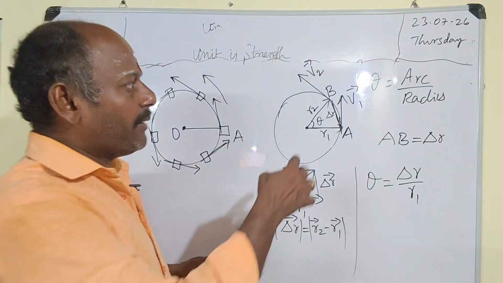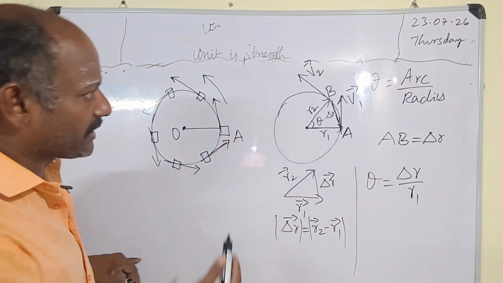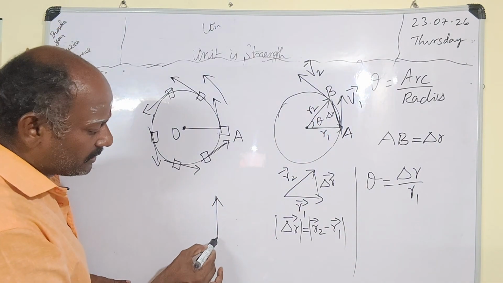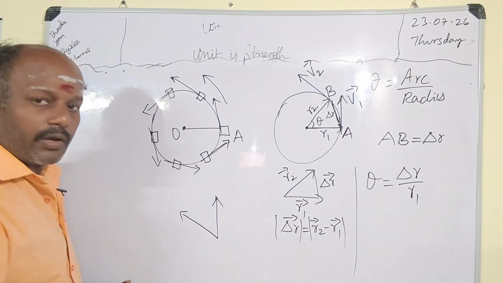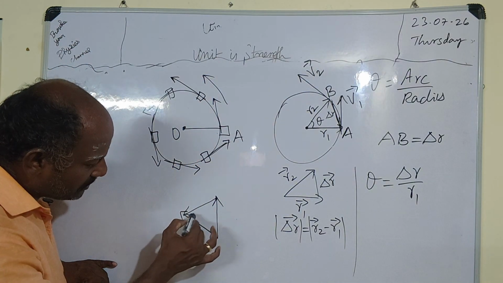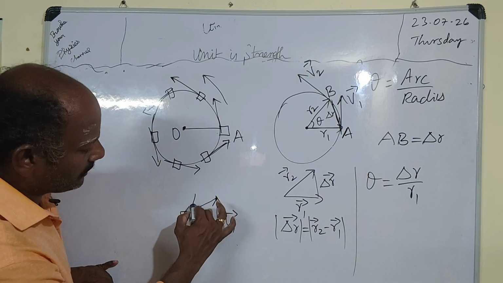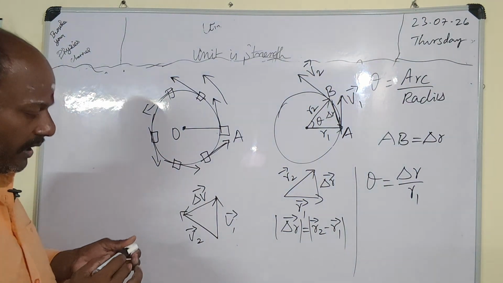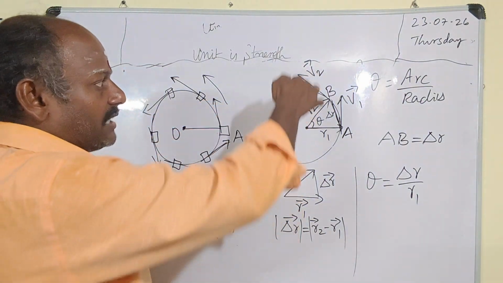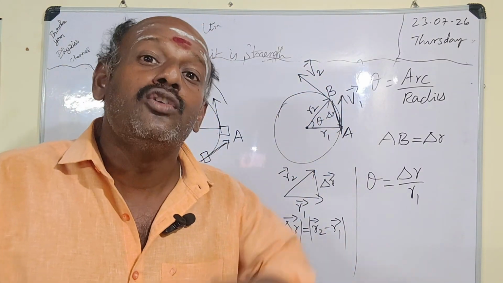Now I am taking the V1 vector and the V2 vector separately. If I take V1 vector, what is the direction of V1 vector? This is the direction of V1 vector. What is the direction of V2 vector? This is the direction of V2 vector. Now, where will the delta V vector be? Delta V vector will be in this way. See, this is V1 vector, this is V2 vector, and this is delta V vector. Look here, delta V vector is acting towards the center. A change in velocity occurs towards the center.